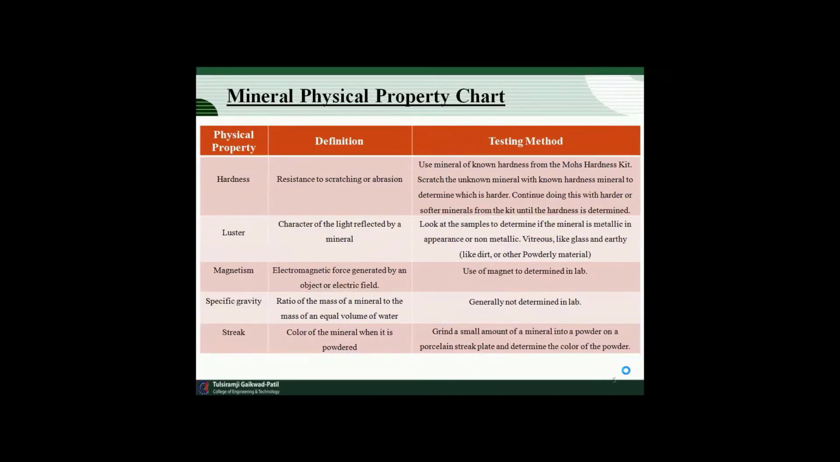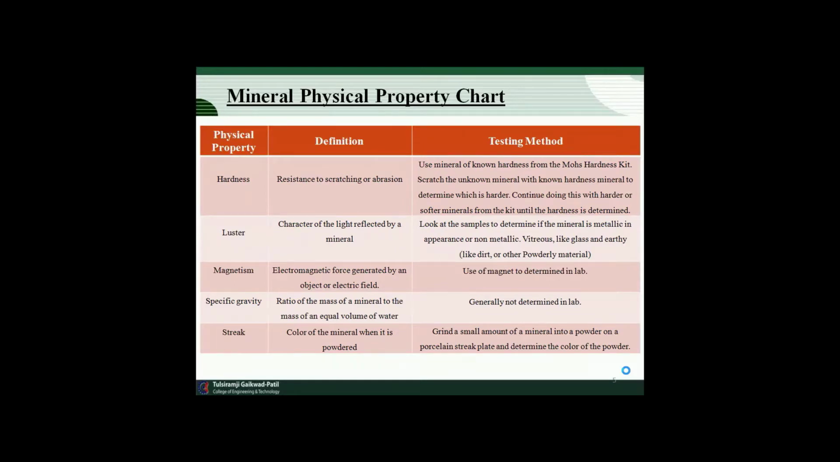Next important physical property is hardness. It is defined as the resistance of a mineral to scratching or abrasion. For testing, use minerals of known hardness from the Mohs hardness kit. Scratch the unknown mineral with the known hardness mineral to determine which amongst them is harder. Continue doing this with harder or softer minerals from the kit until the hardness is determined.